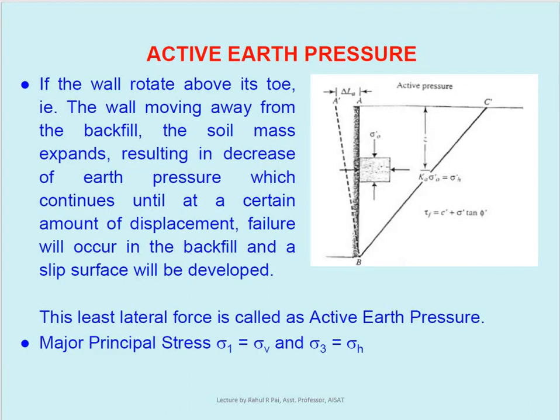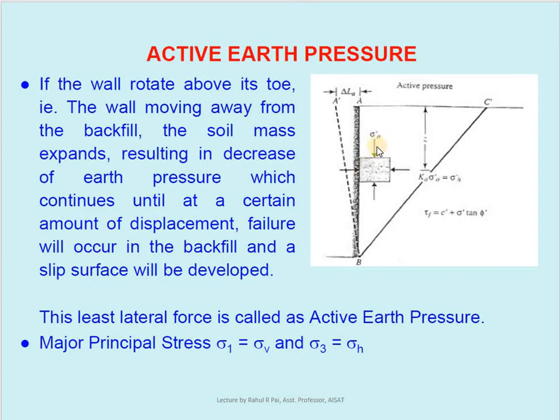Now what is the active case? In the active case what happens is that the wall, here you can see, is moving away from the soil. So that is an active case. Here you can see the earth pressure is acting in this direction, that is, towards the wall the pressure is acting, and when the wall is moving, the earth pressure will reduce, and it will keep on reducing until a certain displacement, and then the wall will fail and this entire backfill material will slip down. So that is the active case condition.